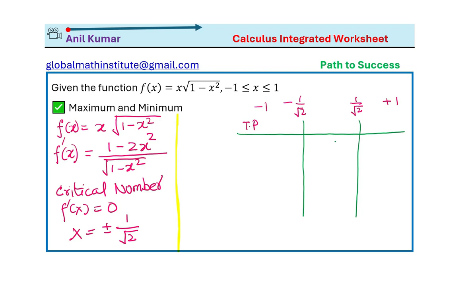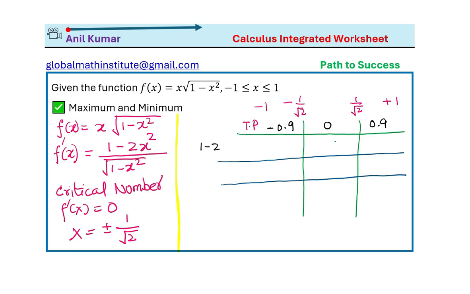That's the domain of the function. So close to minus 1, we can take a point 0.9 negative. Here 0.9 positive. In between, we could take 0. To analyze the function, we have two parts to this. One, the numerator. Numerator is 1 minus 2x square. Denominator is square root of 1 minus x square. Now, denominator is always positive, right?